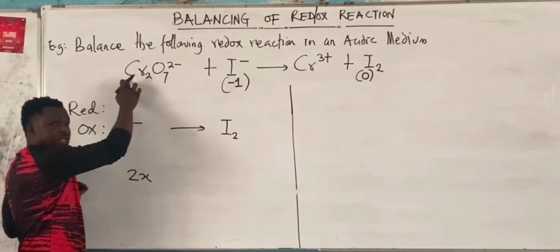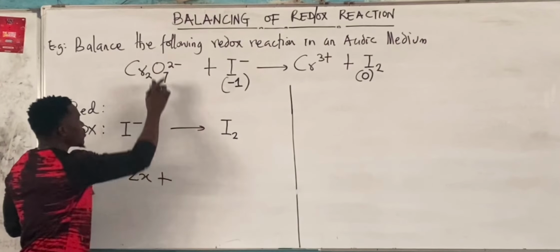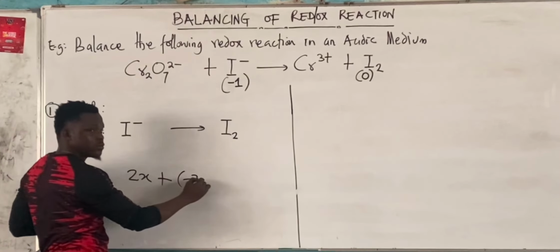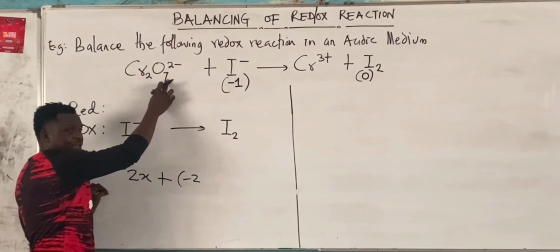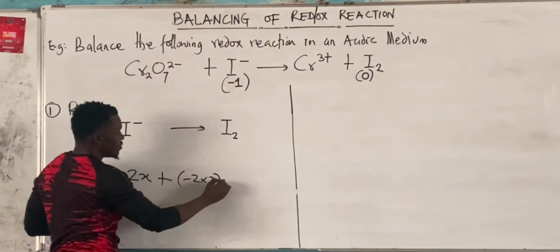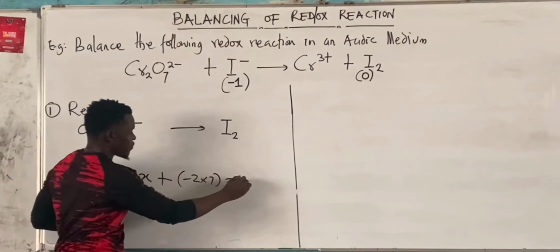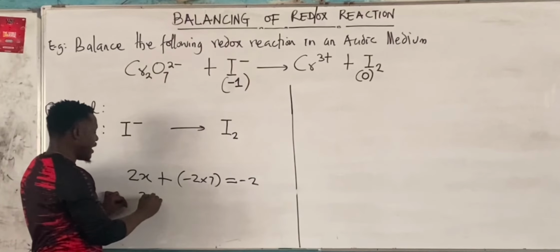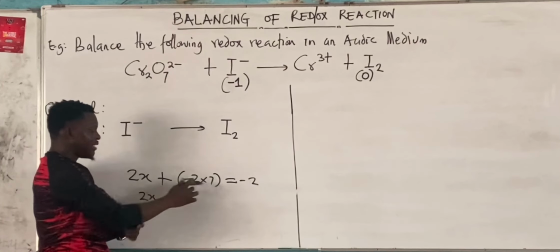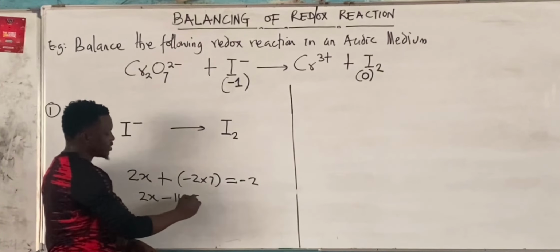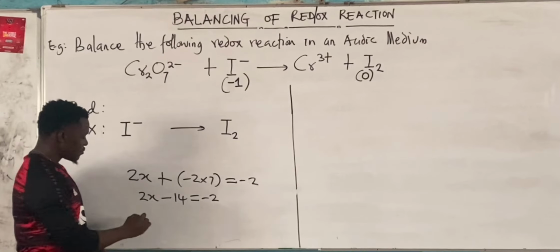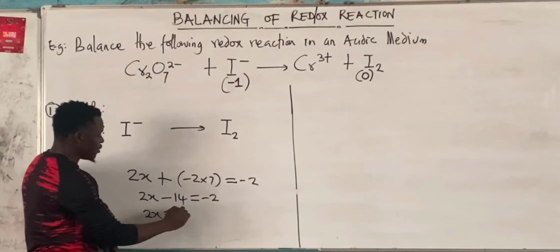But chromium is appearing 2 times here, 2X plus. Oxygen is always minus 2. Now, how many oxygen do we have here? Times 7 equals the charge of this compound, which is minus 2. This becomes 2X minus 2 times 7, which is minus 14, equals minus 2. So 2X minus 14 equals minus 2.